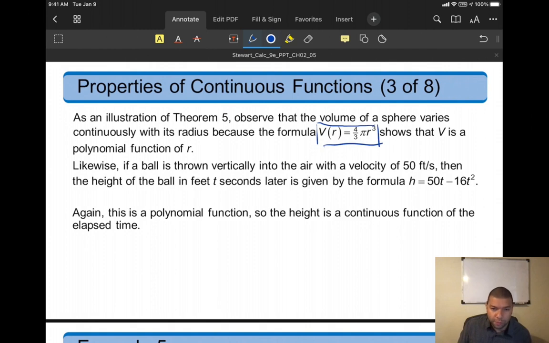Same. If a ball is thrown vertically into the air with a velocity of 50 feet per second, the height of the ball is given by this formula. So this is a polynomial. So it's continuous with respect to time. So if I take, say, two successive pictures, very close to each other in time, then the height of the ball measured in those pictures is going to be pretty much the same. If I change the time in which I take my picture by only a little bit, then the height of the ball only changes by a little bit. So that's what continuity is telling us. Okay?